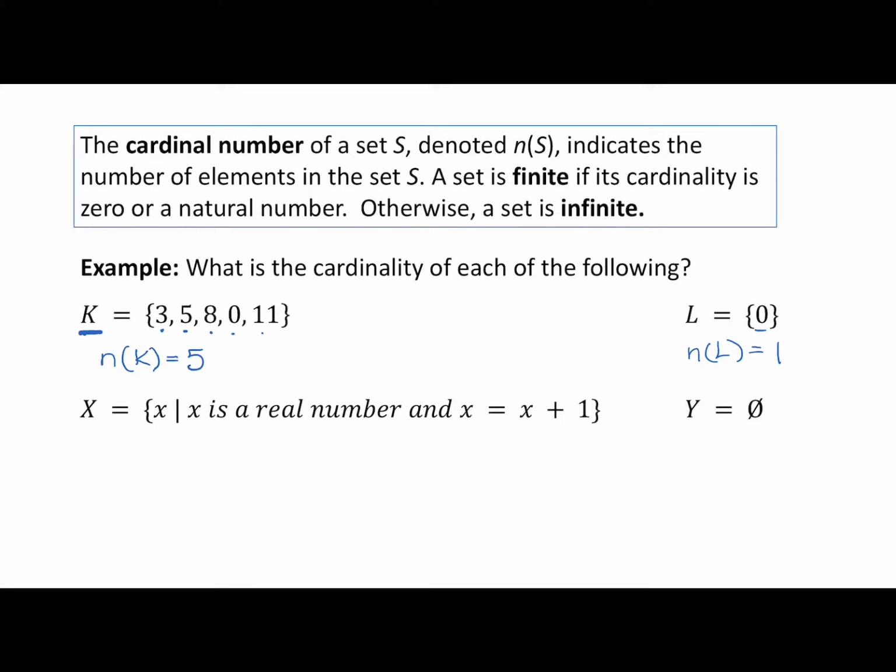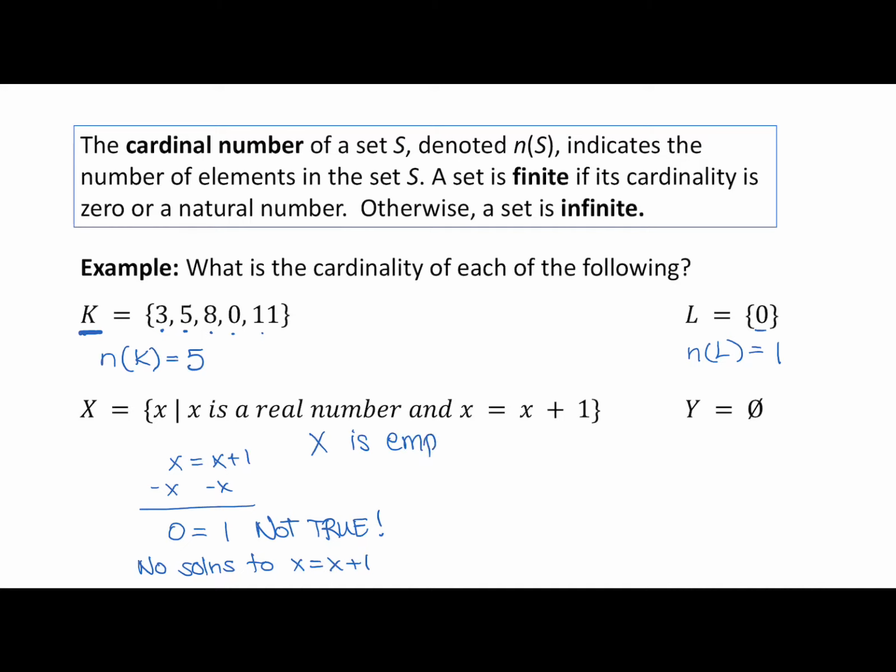X is the set of all x such that x is a real number and x equals x plus 1. Well, let's think about what it means for x to equal x plus 1. If I tried to solve this, I would subtract x from both sides and get a statement that says 0 equals 1. But that's not true. So what that means is there are no solutions to the equation x equals x plus 1. So that means that X is empty. The big set X is empty.